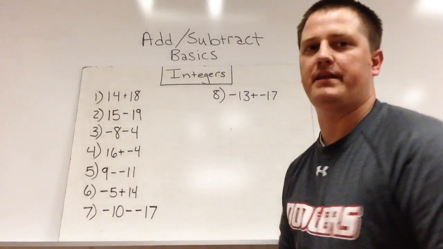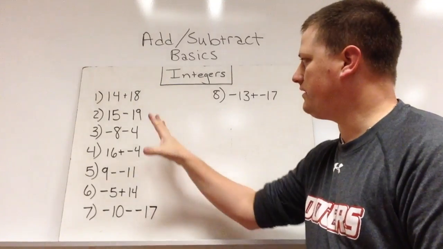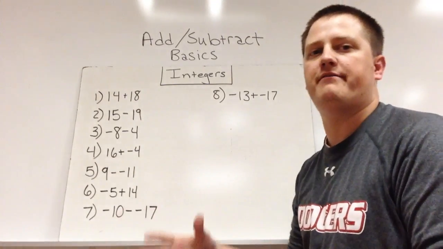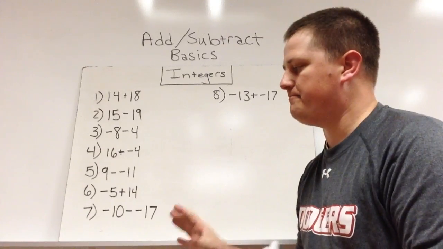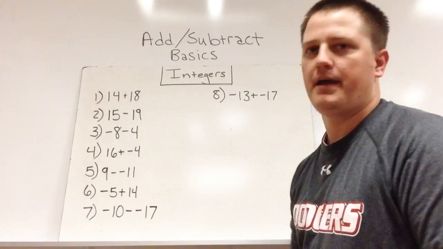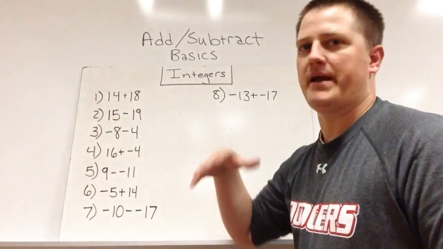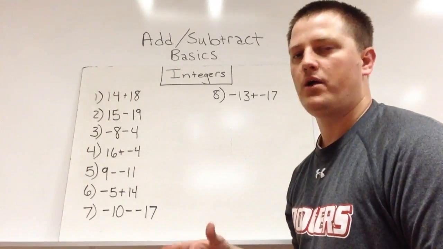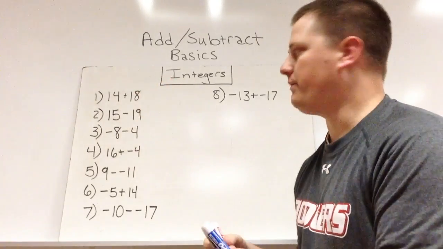Alright, now that you have the rules written down, I'm going to do 8 problems, one of each, based off of the rules. So I'm going to start with the simplest, 14 plus 8. This is based off of rule number 1, which is we just add them like we always have.